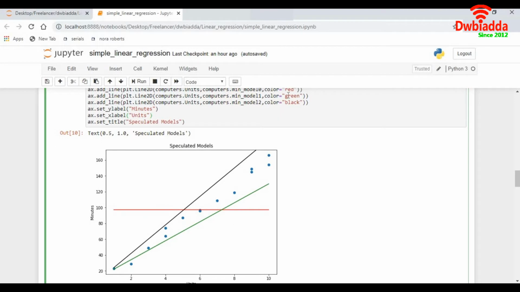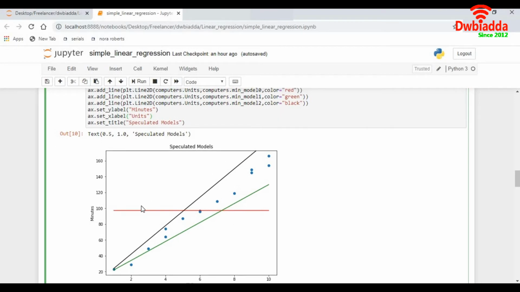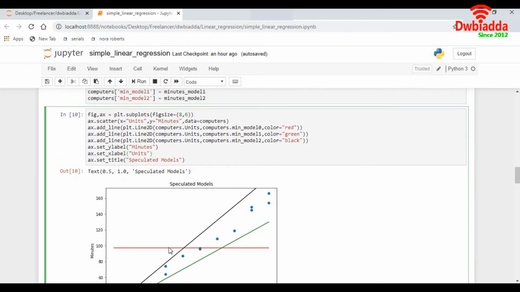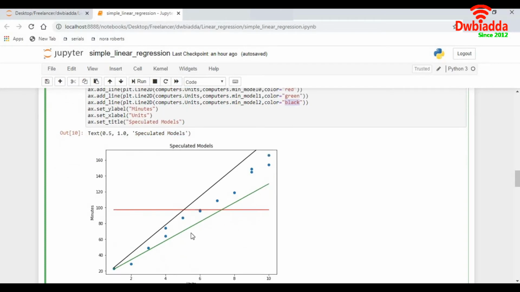If we see here, the red line gives me the prediction for the mean, which is a straight line. This is self-explanatory, because it's a constant, so it will be a straight line. Now let's look at the green and the black. The green line is for the first model and the black line is for the second model. If you see here, the black line goes slightly above the points of the data set. The green line goes slightly below the points of the data set.